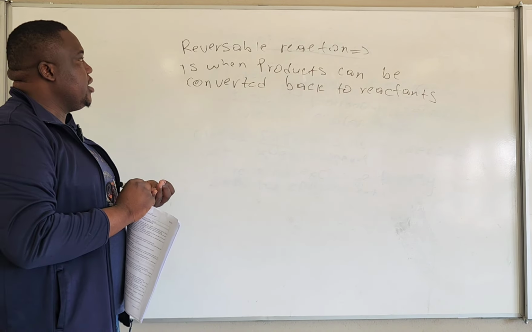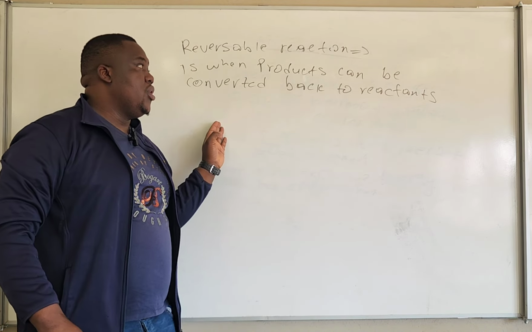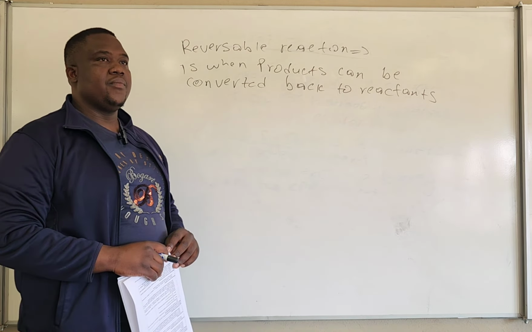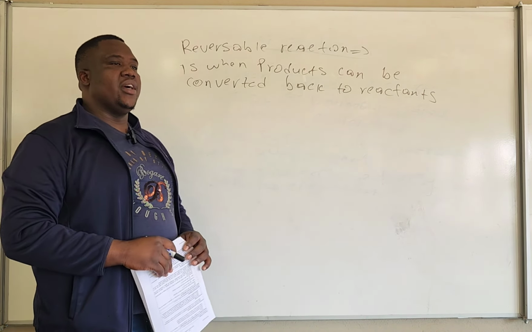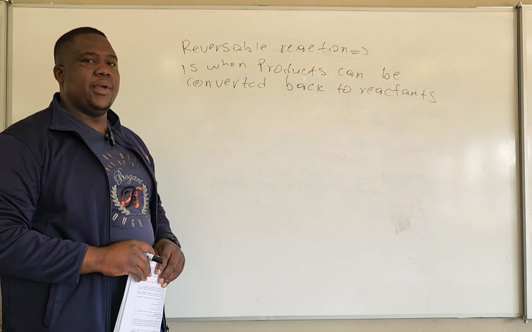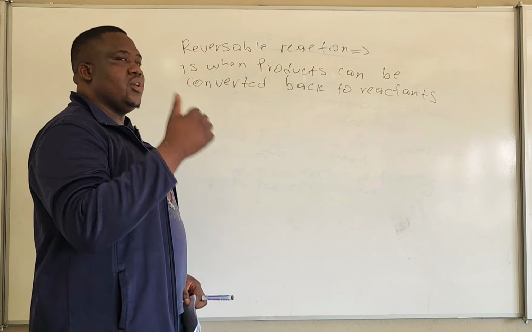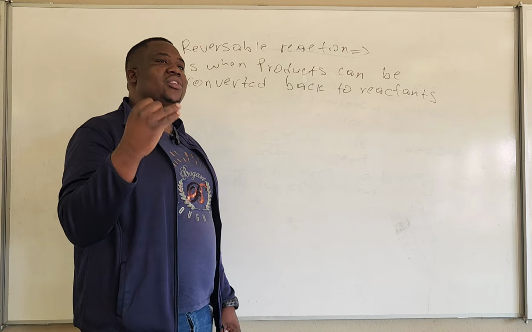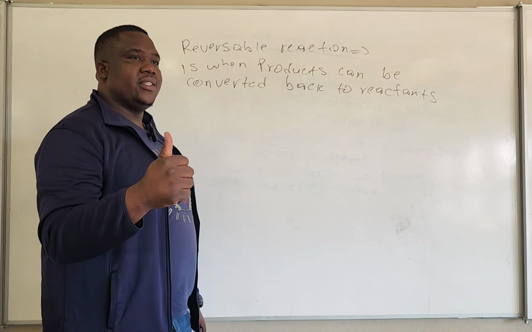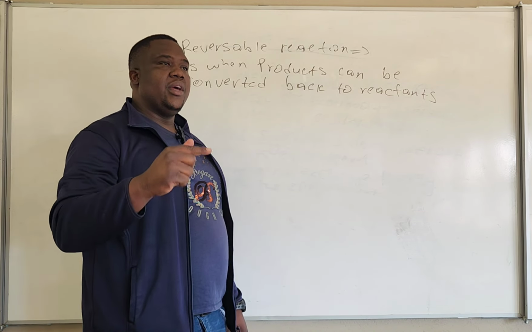A reversible reaction is a type of reaction where product can be converted back to reactants. It means that such a reaction is a reversible reaction. If a reaction is not a reversible reaction, chemical equilibrium cannot be achieved for such a reaction. So I have just given you two conditions for chemical equilibrium to be achieved. The system must be a closed system. The second one is that the reaction must be a reversible reaction.